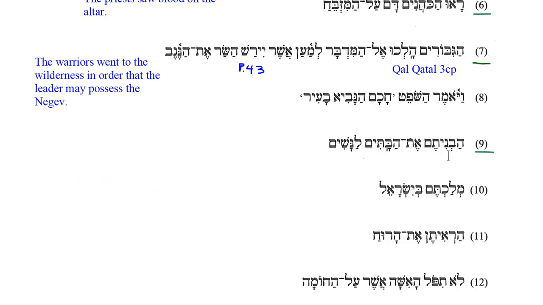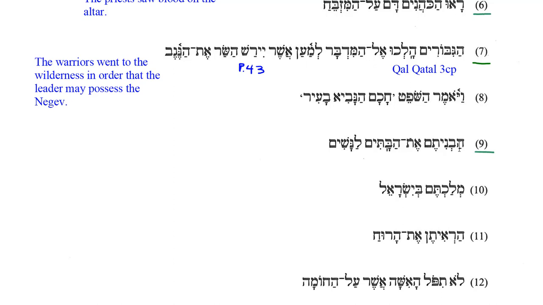Let's do one more here. Number 9, we have: ha-vanitem et ha-batim la-nashim. Ha-vanitem et ha-batim la-nashim.